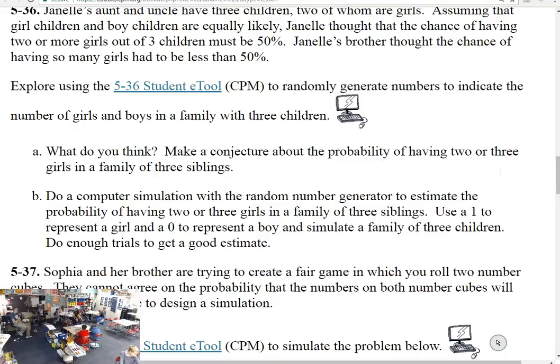So, break it apart and dissect what they're really saying. Use your calculator. It says use the e-tool, but use your calculator. How many outcomes are there?